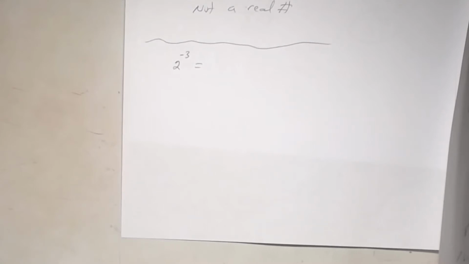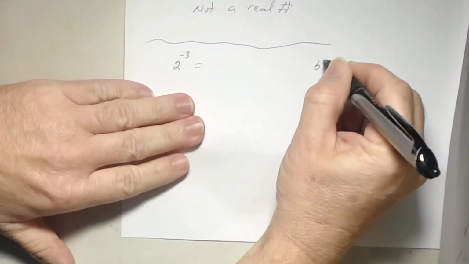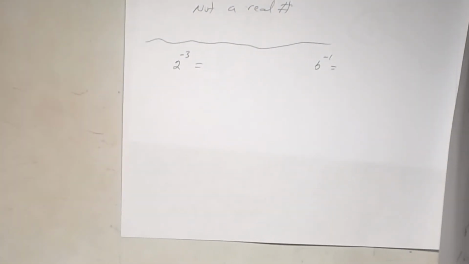Okay, so let's talk about negative exponents. This was from Math 98. So if I have b to the negative 1, the idea is to always try and make your exponents positive. You want your exponents to be positive. So b to the negative 1 is the same thing as saying 1 over b.